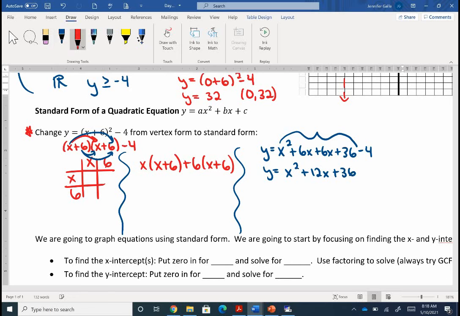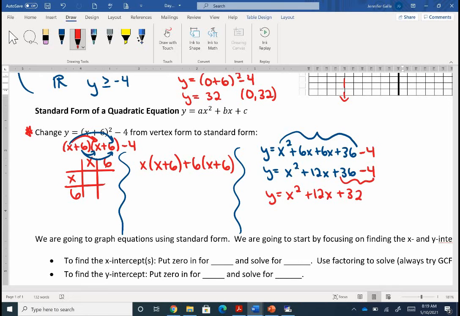But now here's the one little catch. And I'm going to go ahead and change that color up here too. The part we can't forget though is that -4. We can't forget the -4. After we do our multiplying, there is a -4 off the end. So our final equation, x squared plus 12x, and then we have to put these two together. We have a plus 32.